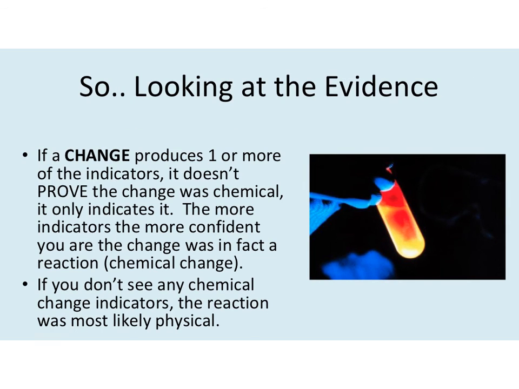Okay, so just to summarize, you watch matter change. If a change produces one or more of the indicators, so it has a change in color, a change in odor, a solid forms or bubbles are formed, it doesn't prove that the change was chemical. It only indicates it. The more indicators that you have, the more confident you are that the change was in fact a reaction or a chemical change. If you don't see any of the chemical change indicators, the reaction was most likely physical.